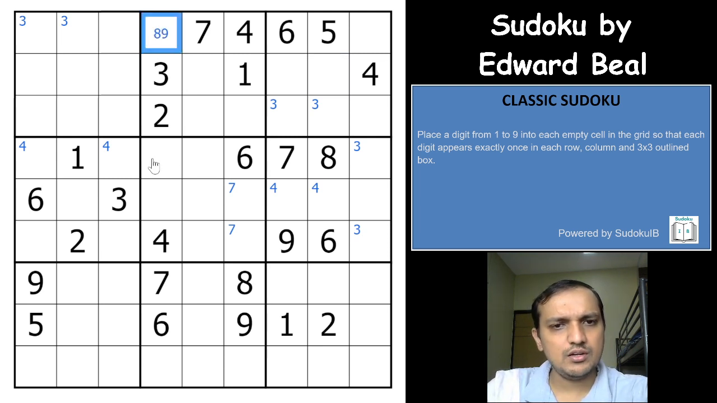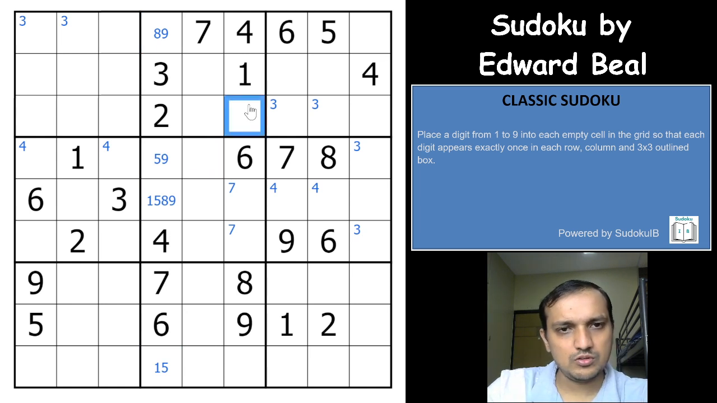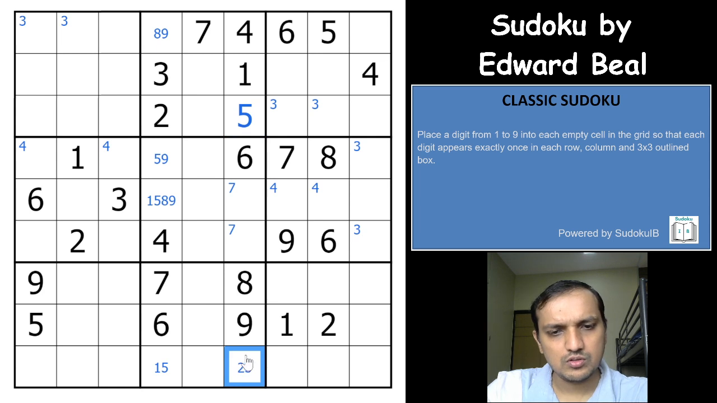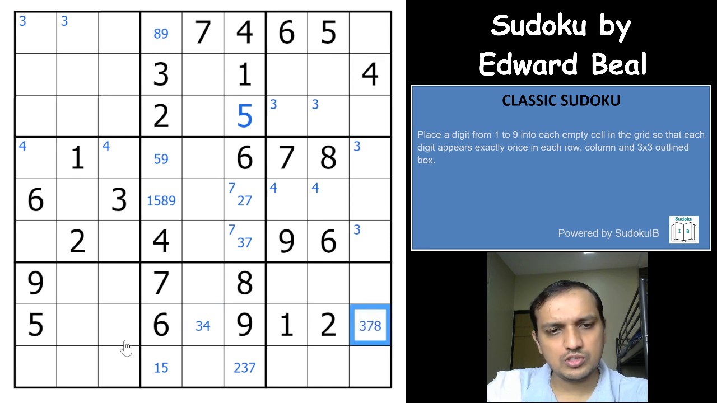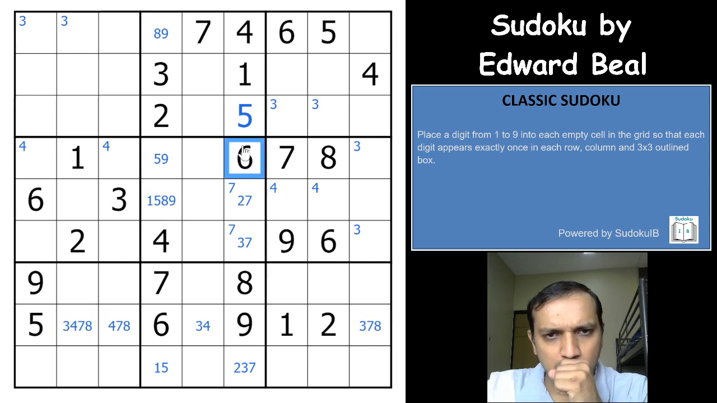Here it will be 8 9 5 9, 1 5 8 9, right? Okay, here also I could do something here, 2 3 5 and 7. So this is okay, hidden single 5. 2 3 7, 3 7 and 2 7, right? Three, 4, 7 and 8. So this is 3 4, 3 7 8, 4 7 8 and 3 4 7 and 8.